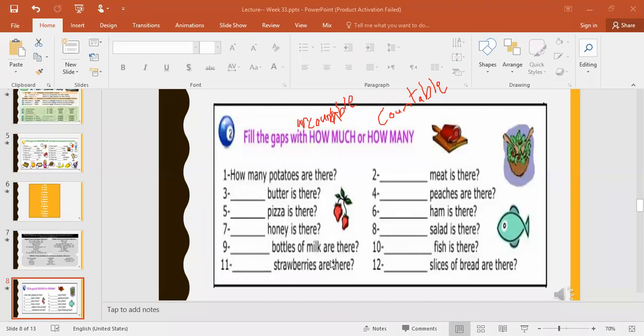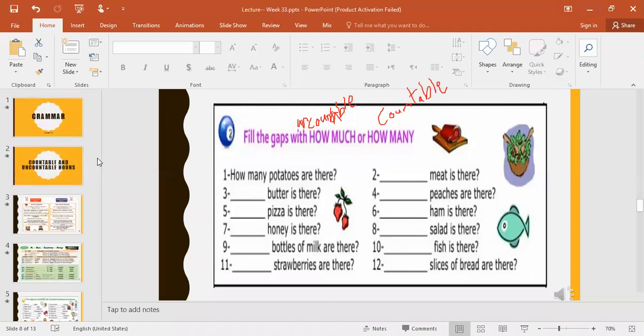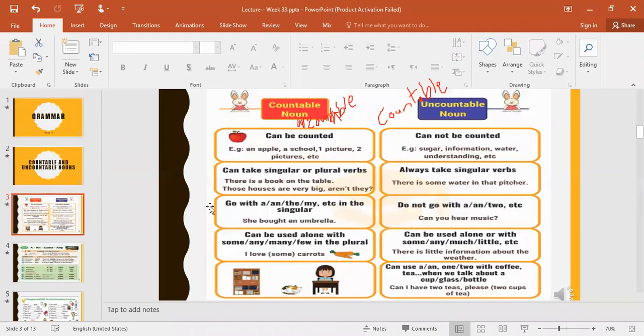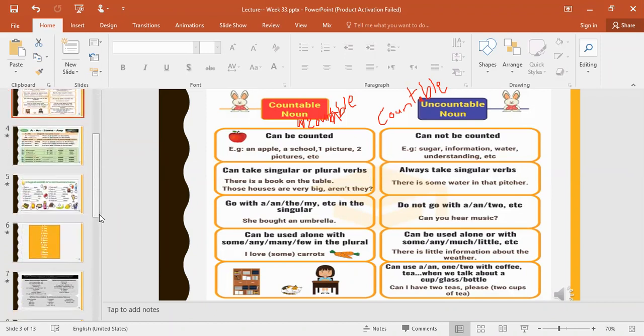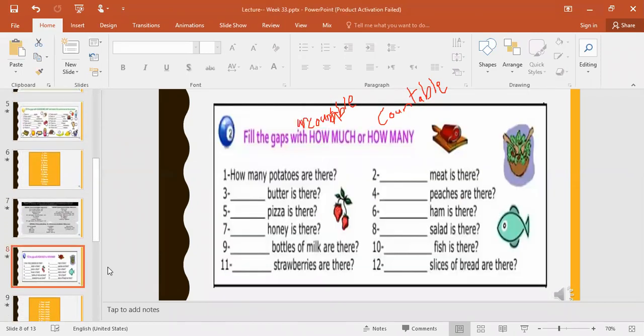But let me tell you something. We said on this slide that countable nouns take singular and plural verbs, and uncountable nouns take only singular. Look at the verb: strawberries are. This is plural, so surely it's countable, so surely how many. If I had a singular verb, it would have to be uncountable.